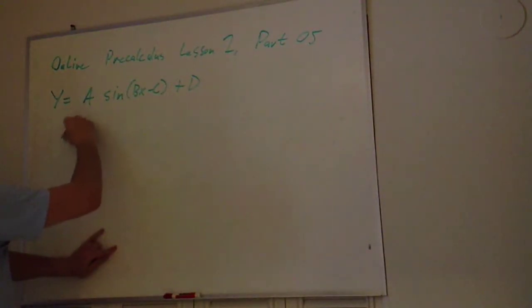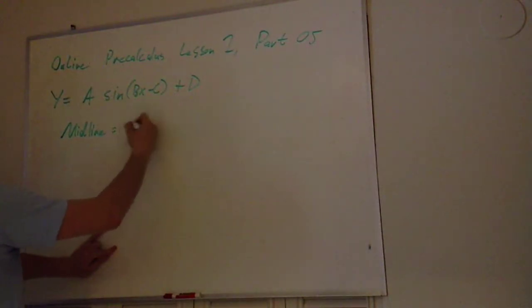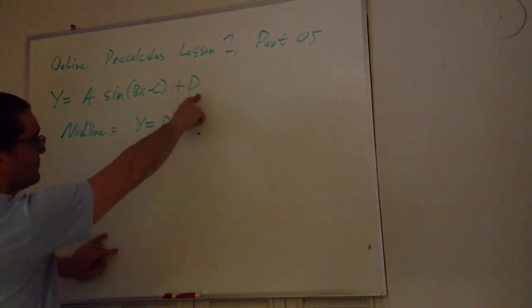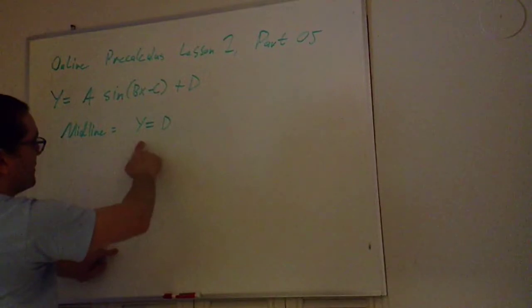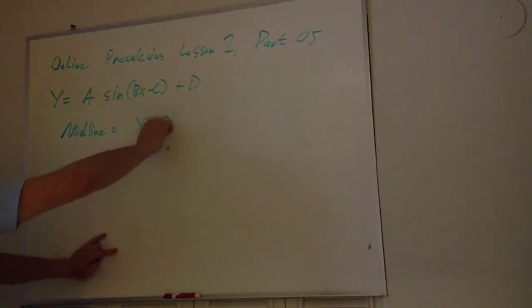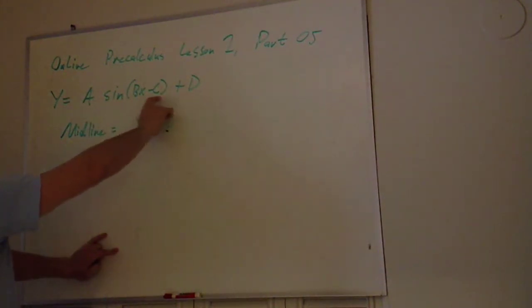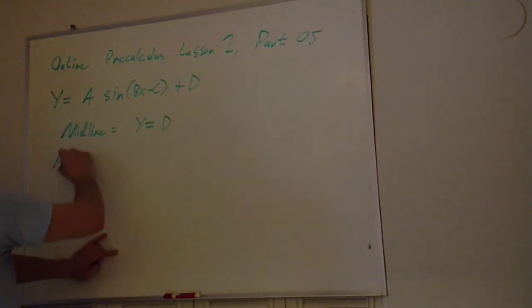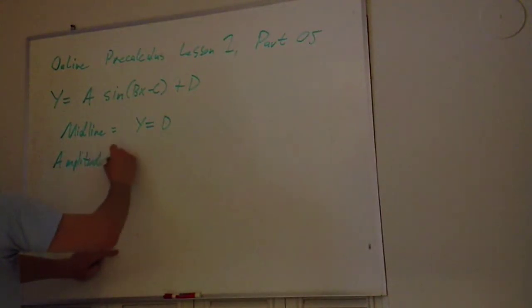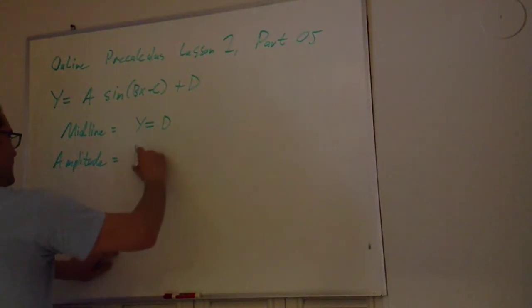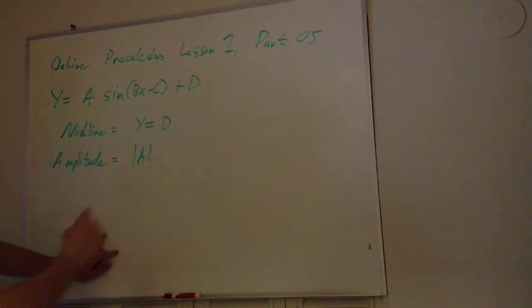So I'll start with the midline. The midline is always y equals d. Right here I have this as plus d. Obviously if this is like minus 3, then that would be a negative 3 here. Your midline is negative. So pay attention to what signs are involved in these things, especially when you get to the phase shift. Before that, the amplitude. Lots of people think the amplitude is A. It is not. The amplitude is the absolute value of A. Amplitudes are never negative. They're always positive distances from the midline to the peak.